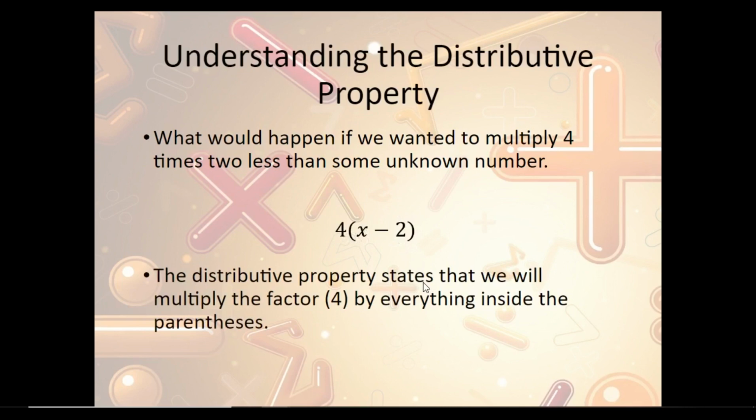The distributive property states that we will multiply 4, the number outside, by everything that's inside the parentheses. So this becomes 4 times x and 4 times negative 2. Then we can combine whatever terms we can combine at the end. In this case, we get 4x minus 8, because 4 times x is 4x, and 4 times negative 2 is negative 8.